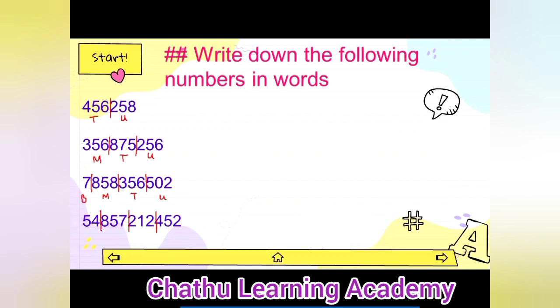Here also the same. You can separate the number like this. Then here billions zone, millions zone, thousands zone and units zone. 54,857,212,452. Now you can complete the given exercises in your textbook also.